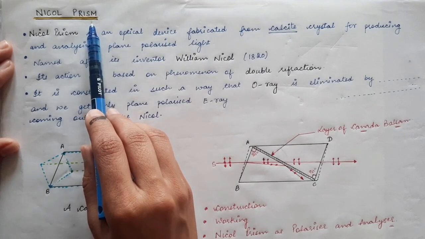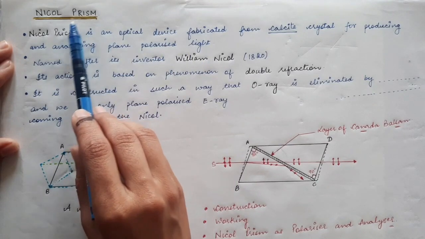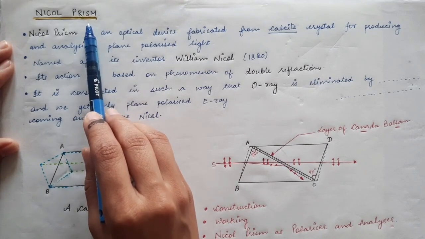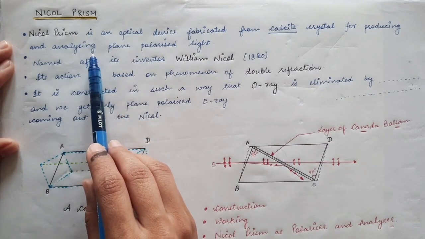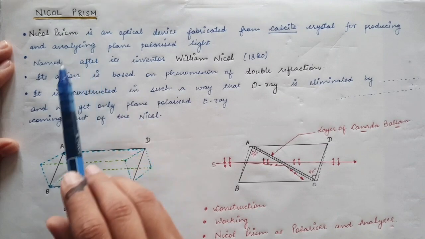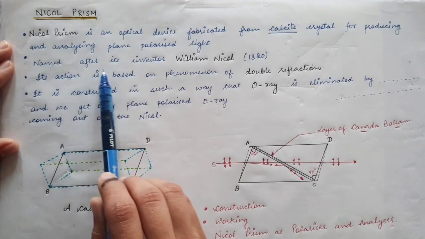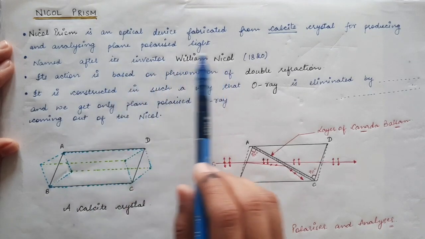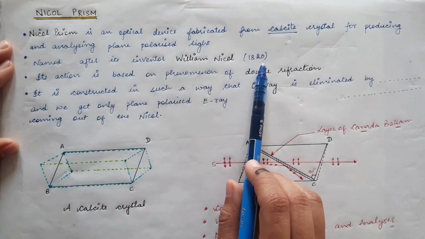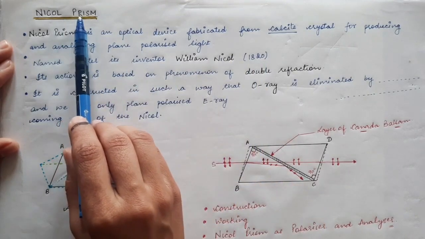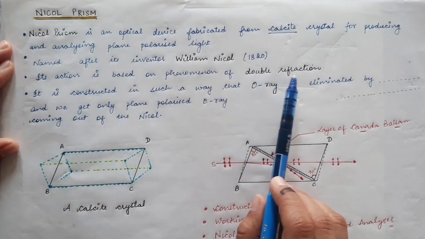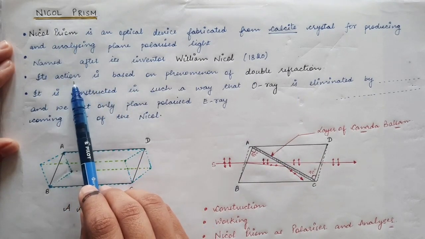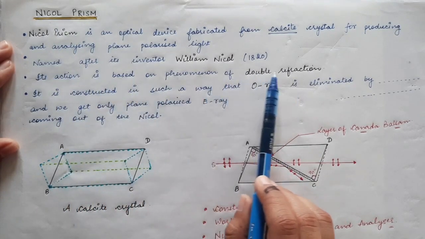So the Nicol prism, as I have already said, is used to polarize the light. But we will see that the Nicol prism can also be used to analyze the state of polarization of the light. Now, the Nicol prism is named after its inventor, William Nicol, who invented it in 1820. The principle of the Nicol prism is double refraction. The action of the Nicol prism is based on the phenomenon of double refraction.